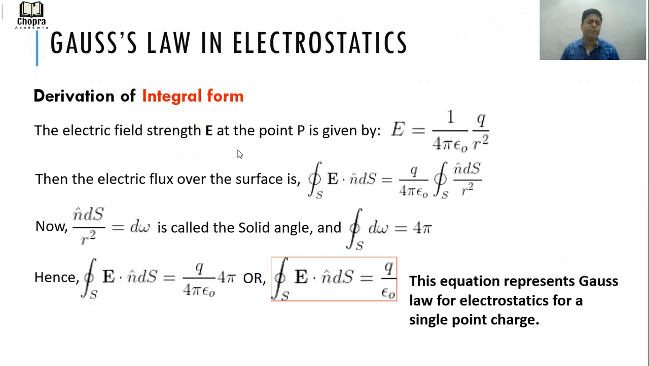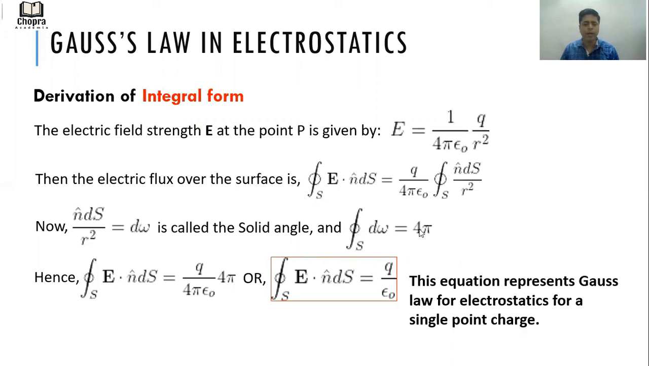Now the electric field strength E at a point P is given by E is equal to 1 by 4 pi epsilon naught q by r square. Then the electric flux over the surface is integral E dot n cap ds is equal to q by 4 pi epsilon naught integral over S of n ds by r square. Now what is this n ds by r square? This is called the solid angle. Now we know that the integral over the surface of the solid angle d omega is equal to 4 pi.